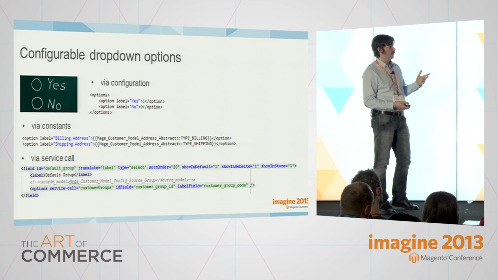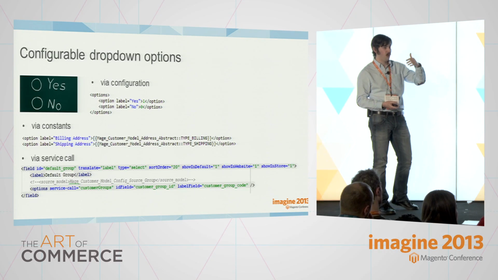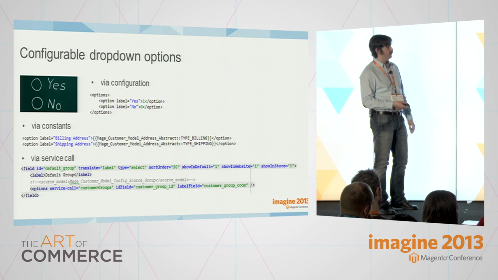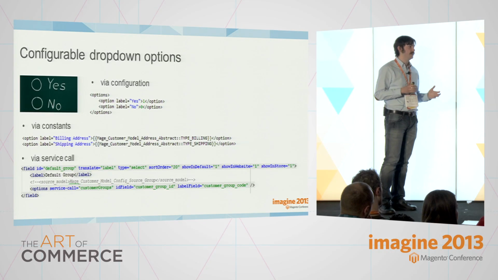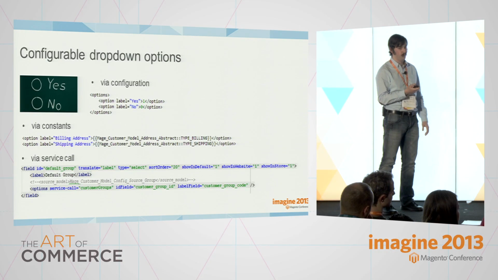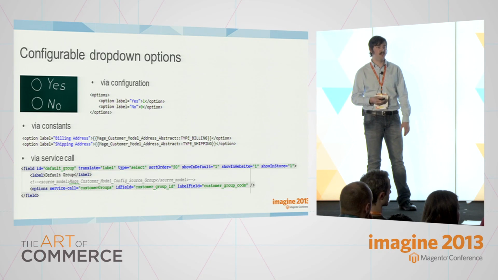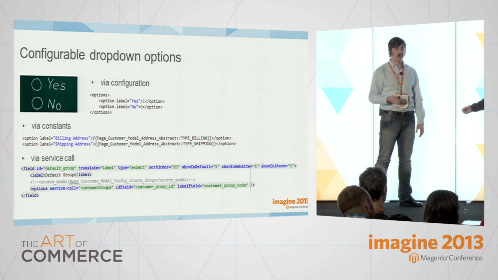The other few features that you will get in addition are the ability to define some static drop-down options via configuration, and to define some more or less static drop-down options via constants. So you are able to reference the constants from system configuration. So I think that's it about the presentation tier. Now I'm passing control to Chris. He will talk about webhooks.